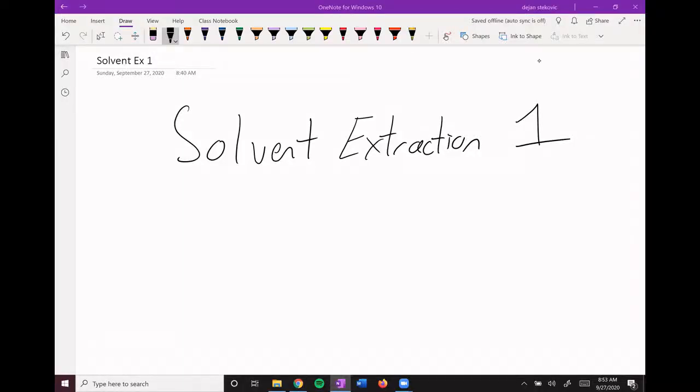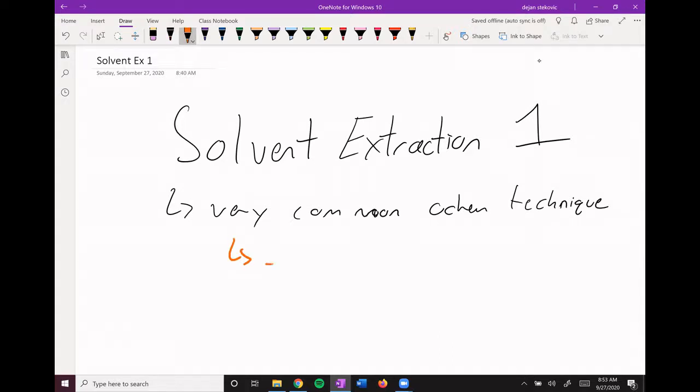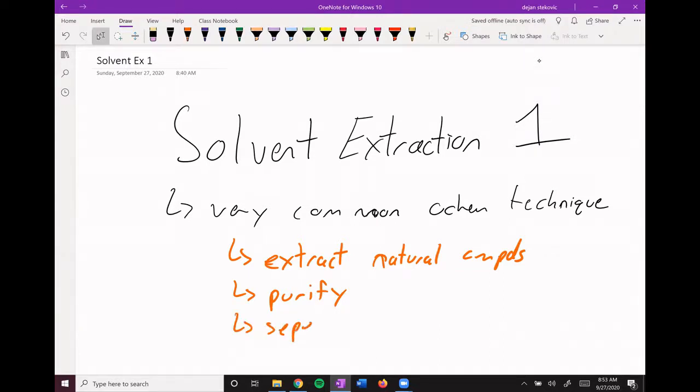All right, so in this lab, we'll be doing a simple solvent extraction. This is a very common organic chemistry technique. It's used for a variety of reasons. One important reason is extracting natural compounds or other compounds in general. It's also used to purify components or separate some components from a liquid mixture.